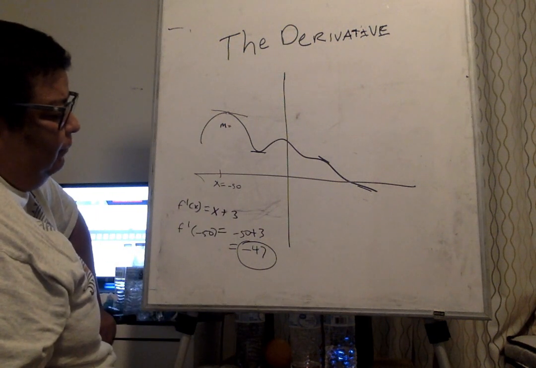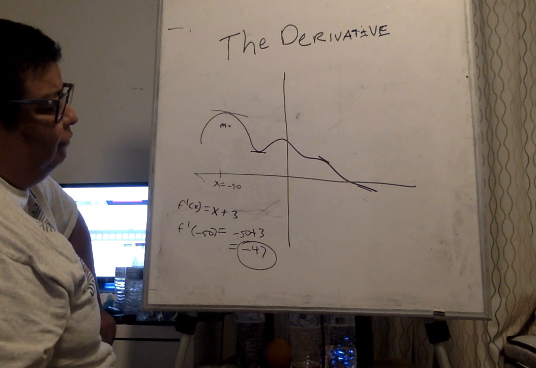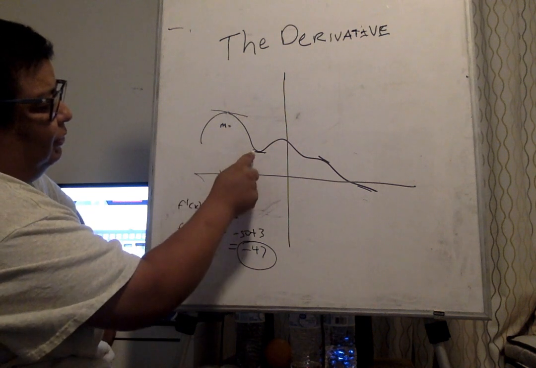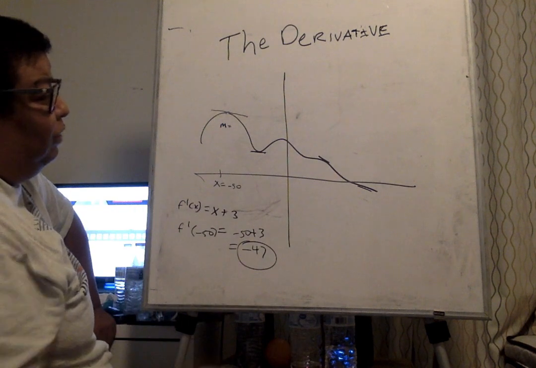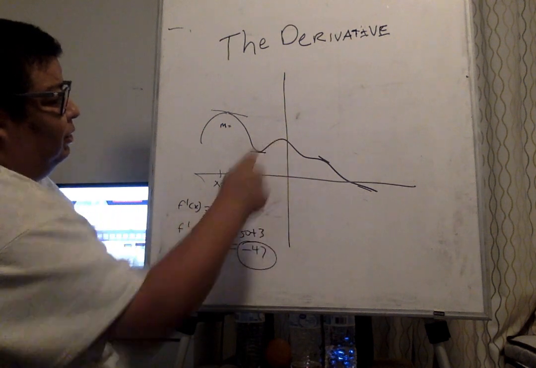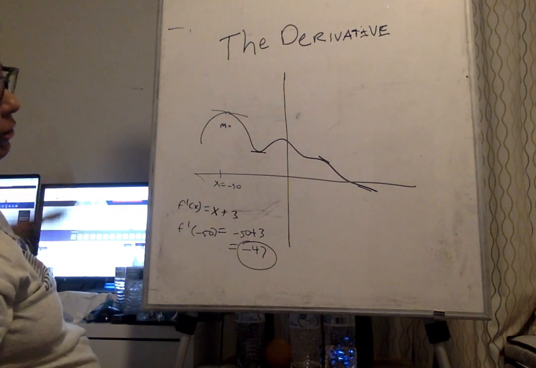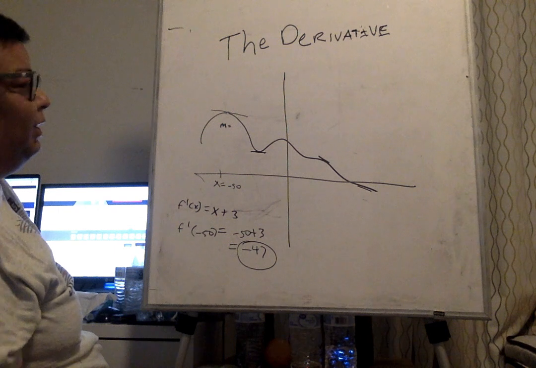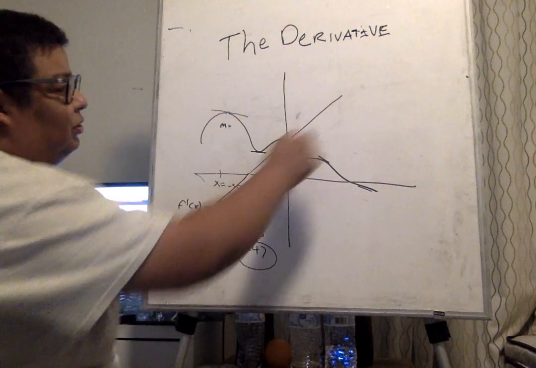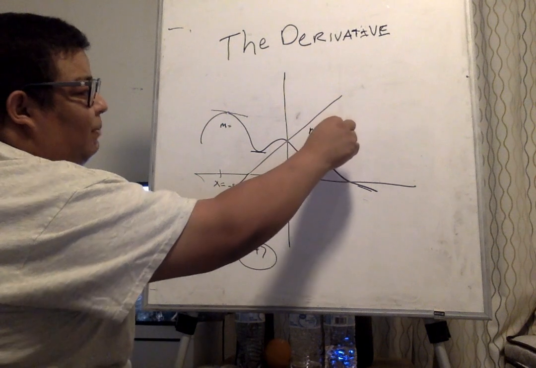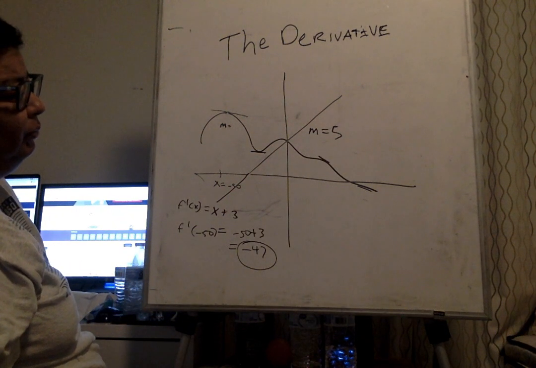Anyways, remember, nonlinear functions have different slopes at every point. It could be the same, but it's not always going to be the same at every point. Not always. But if you have a straight line, then it is the same. So the slope is fixed. That would be m equals 5, for example, or something like that.